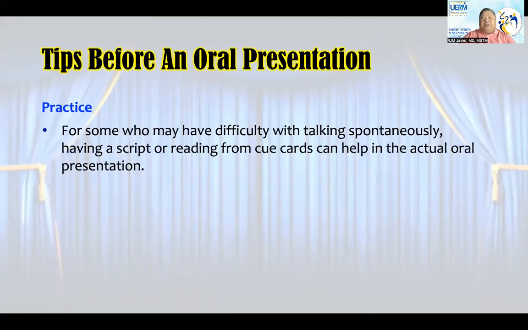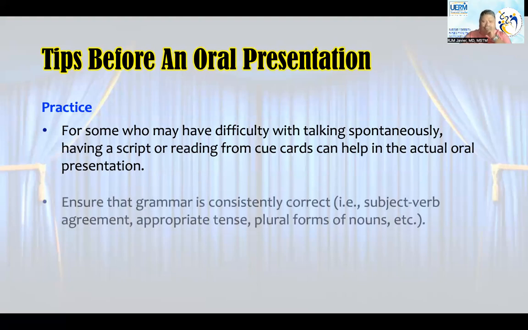It is also prudent that you try to practice the delivery of your oral presentation even before the date of the actual presentation. For some who may have difficulty with talking spontaneously, having a formal written script or reading from cue cards could be helpful during the actual presentation.